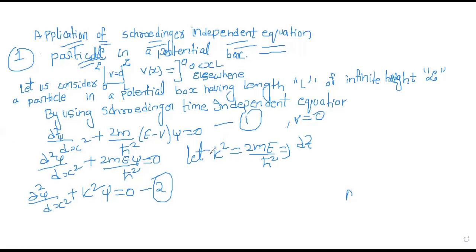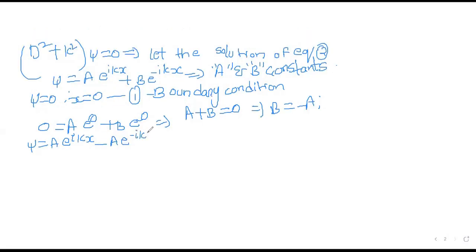Now again you have the information: whenever we are dealing with a second order differential equation, it will have a solution. So this can also be written as (D² + k²)ψ = 0, where D is d/dx. This is equation number 2 as it is. Now I have written this equation 2 as (D² + k²)ψ, with solution e to the power of minus ikx. You can rewrite this.